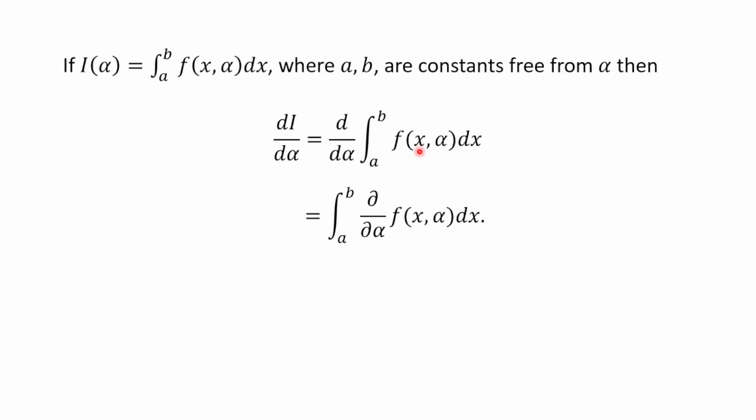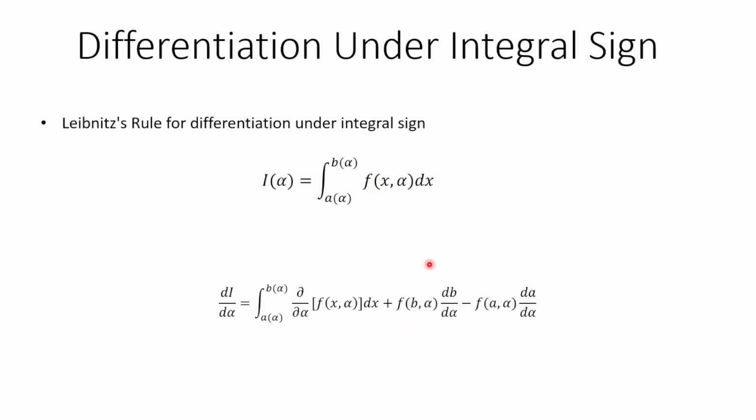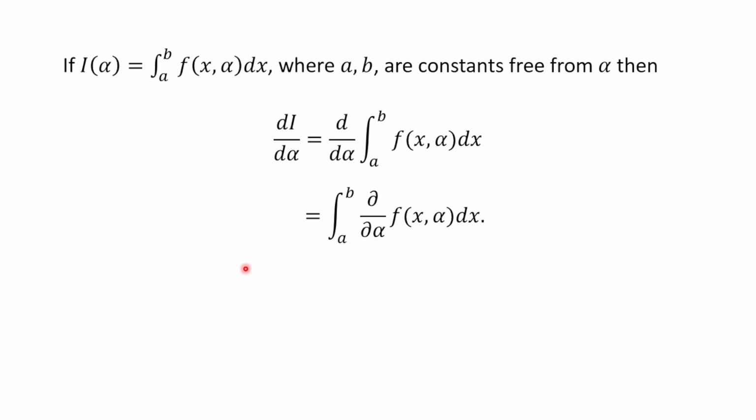Let us now see an example. If I of alpha is equal to integral a to b f of x comma alpha dx, where a and b are constants, free from alpha, that means they are not functions of the parameter, then these two terms are going to be 0, because b and a both are free from alpha and we are differentiating with respect to alpha. If it is a constant, the derivative is going to be 0. Hence, if these limits are free from alpha, your Leibniz rule will only be this much.